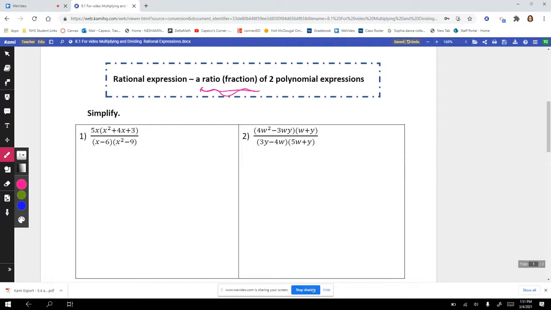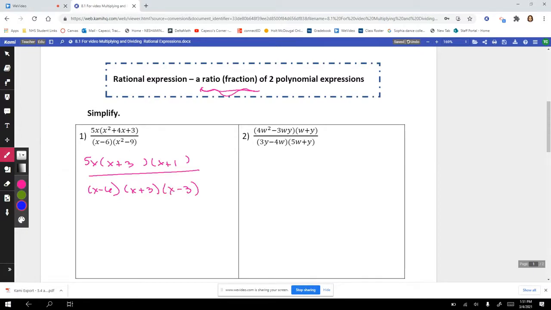So let's look at number one. I have 5x. Now we're going to factor, right? x plus 3 and x plus 1. On the bottom, I'm going to rewrite x minus 6. And then I have x squared minus 9, which is a difference of two squares. So I can factor that to x plus 3 and x minus 3.